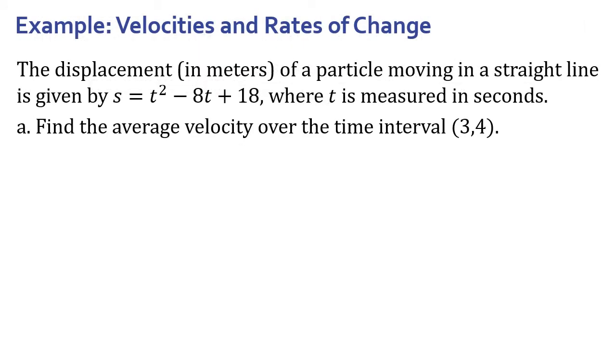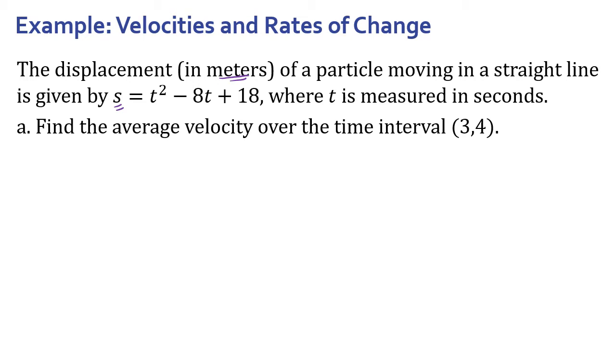The displacement in meters of a particle moving in a straight line is given by s equals t squared minus 8t plus 18, where t is measured in seconds. Find the average velocity over the time interval 3, 4. Okay, we have our position formula, and this is in terms of meters. When I'm finding that average velocity, this is going to be finding that average rate of change, so the slope of the secant.